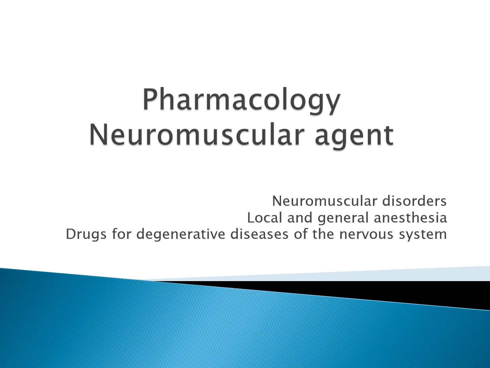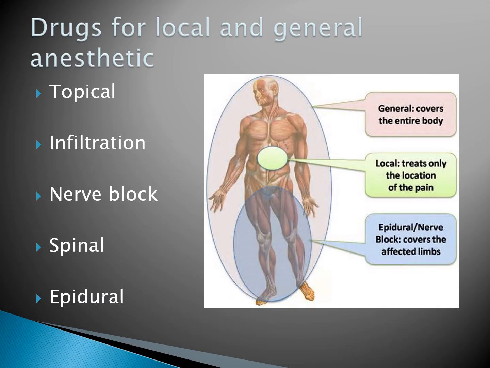All right, so we will be starting with pharmacology neuromuscular agents, which will be lecture 5A on your modules or your weeks. So talking about the different types of drugs for anesthetics, there's a few different routes. Topical, and this usually is just something that numbs the area of the skin. A good example of this would be for suture insertion.